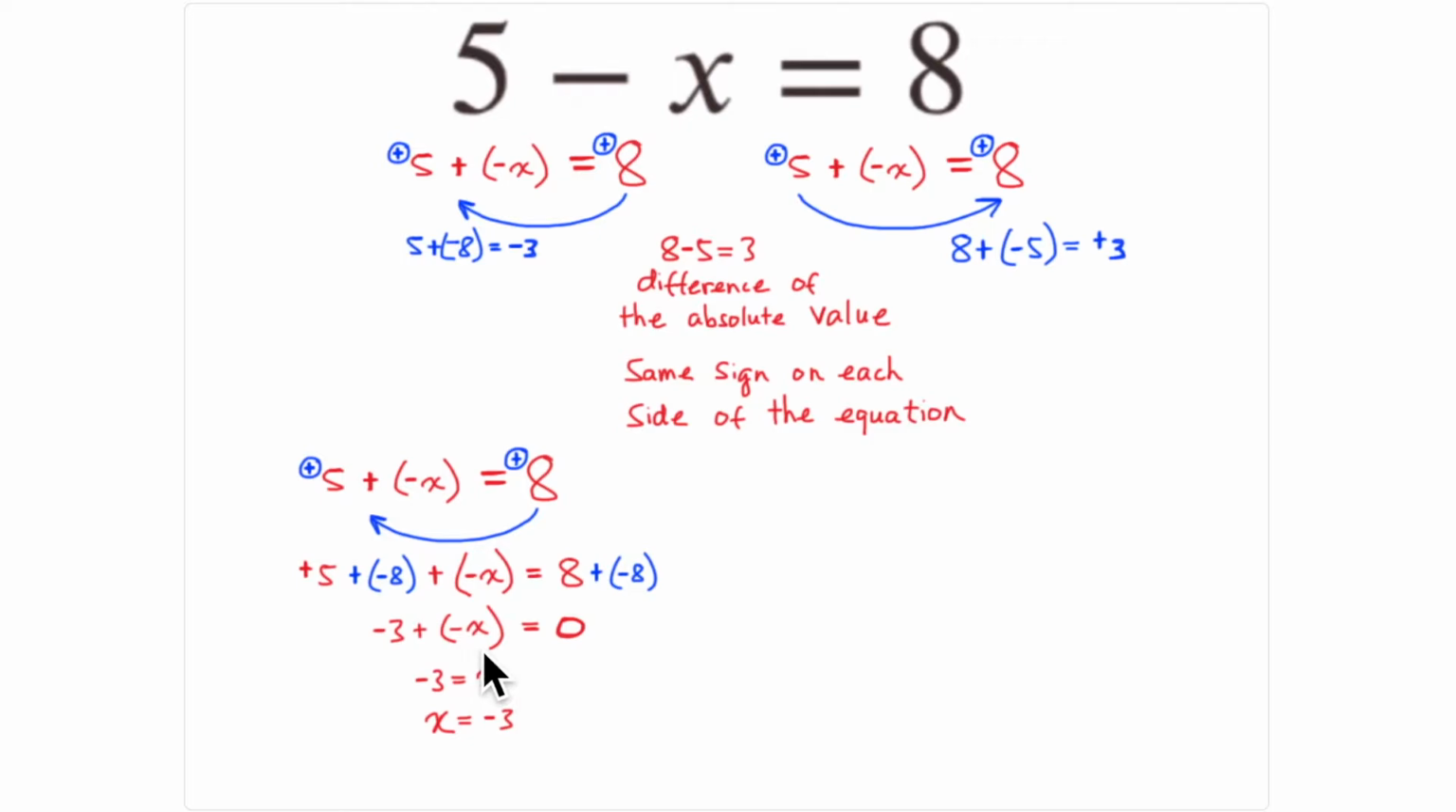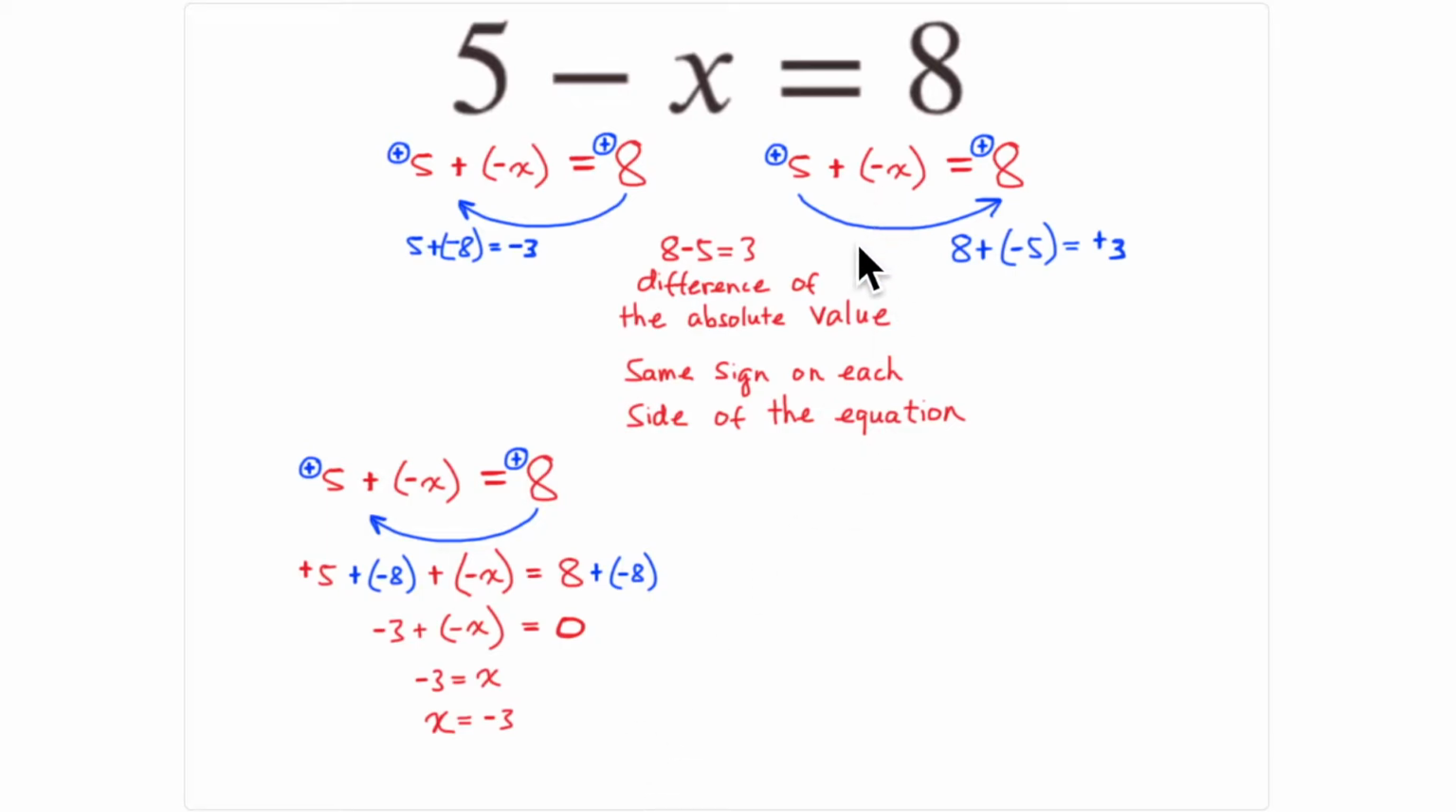So now you add a positive x to both sides. So this negative x goes over here, and it becomes positive x because you've added a positive x, the additive inverse, to get rid of this negative x. You have to do the same thing over here. So this is a positive x equals negative 3, so x equals negative 3.